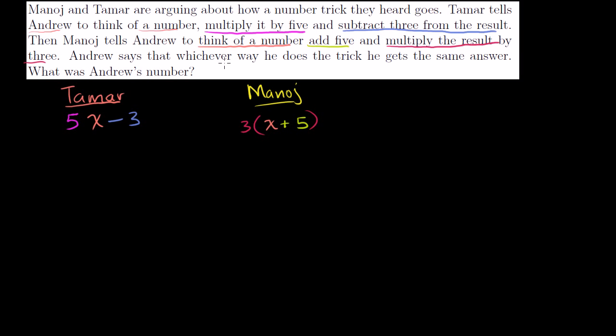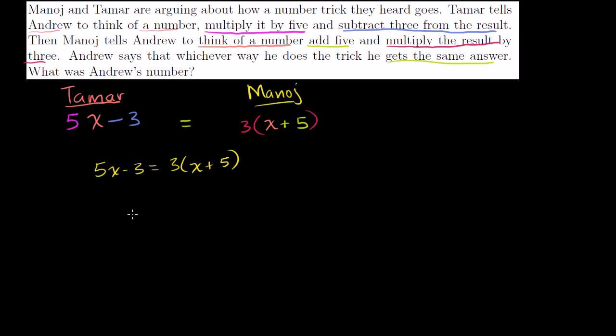Andrew says that whichever way he does the trick, he gets the same answer. What was Andrew's number? So regardless of whether he does 5 times the number and then subtracts 3, or whether he adds 5 and then multiplies the whole answer by 3, he gets the same number. That means that these two are equal. So let's solve this equation. We get 5x minus 3 is equal to 3 times x plus 5.